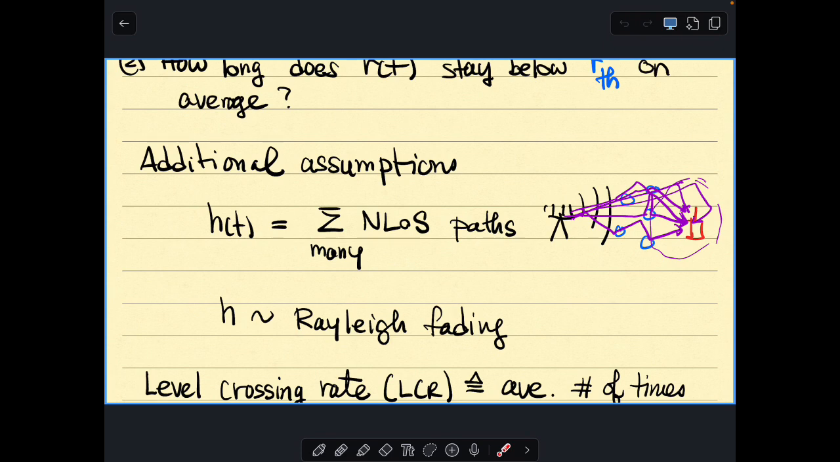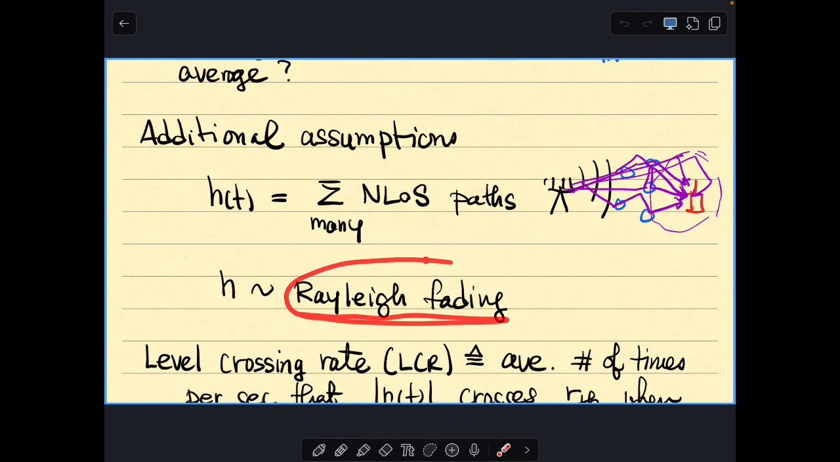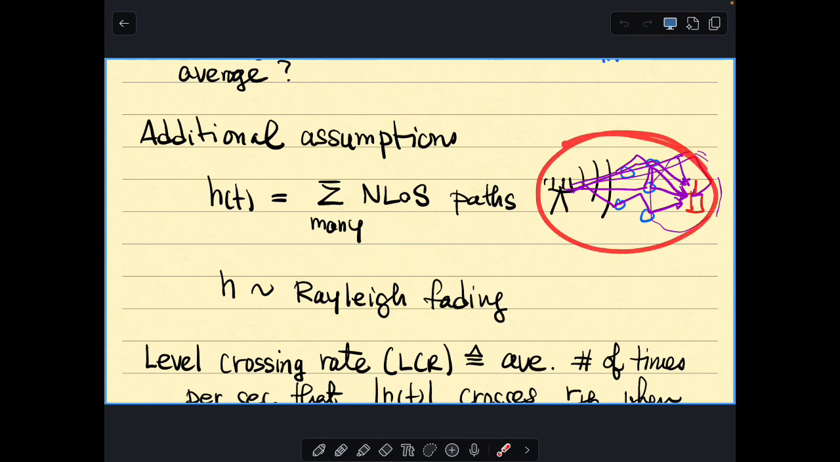So all of these will have similar power. It's all small power and you add them together. They're all random, so this H is going to be complex Gaussian. And this is what we call Rayleigh fading. So when I say Rayleigh fading, you think of situations where there are a lot of paths and there's no line of sight path.